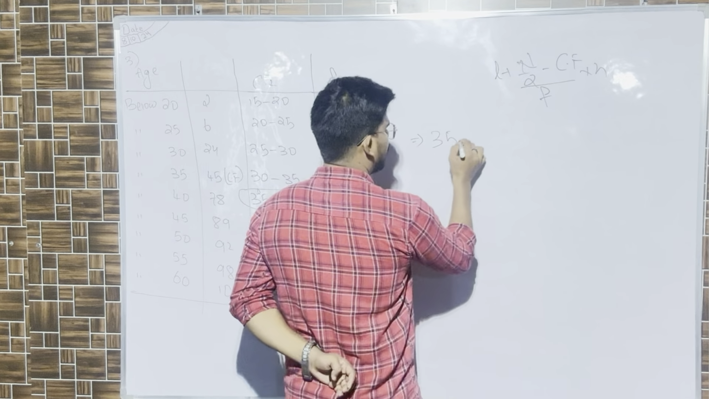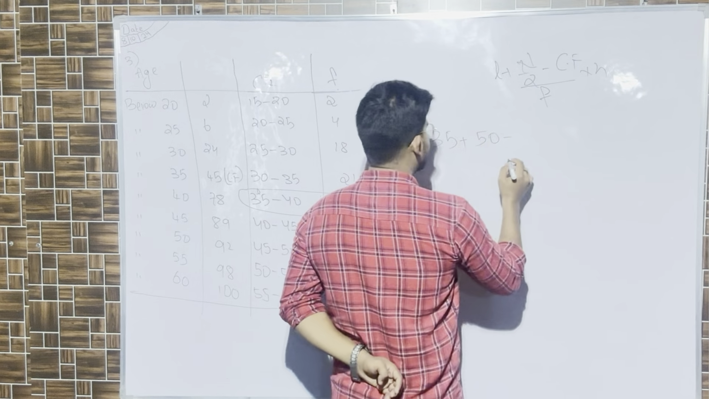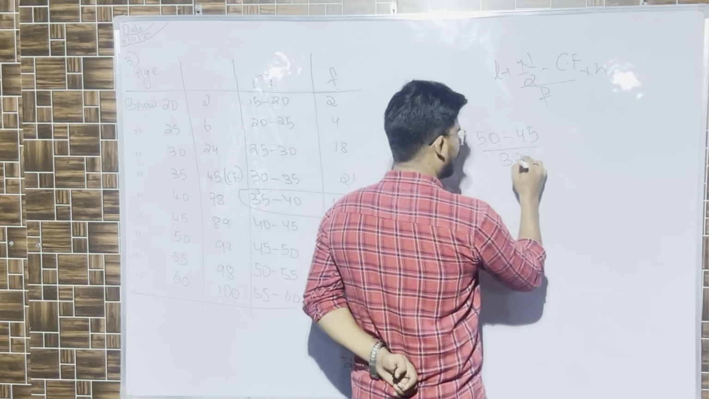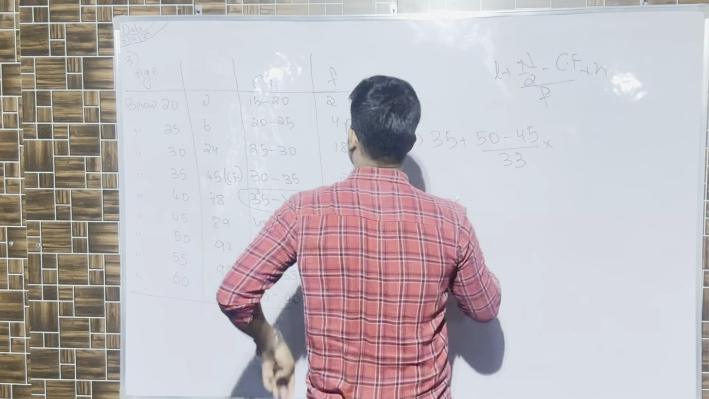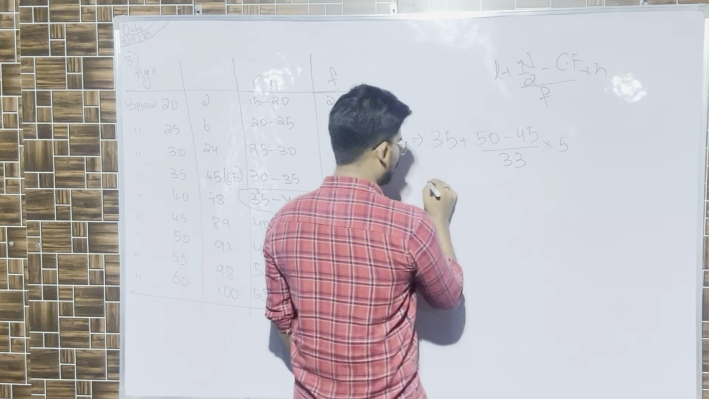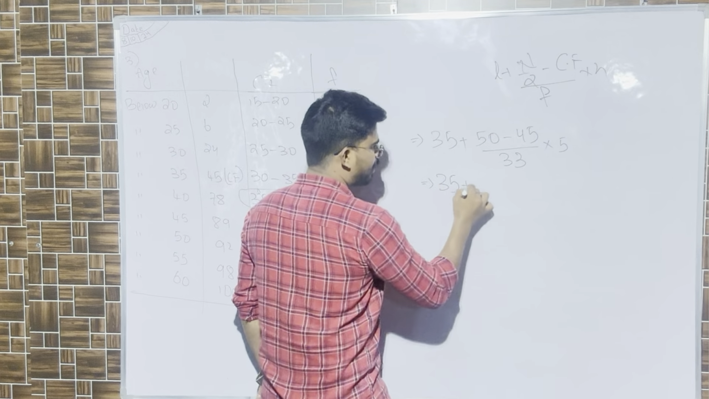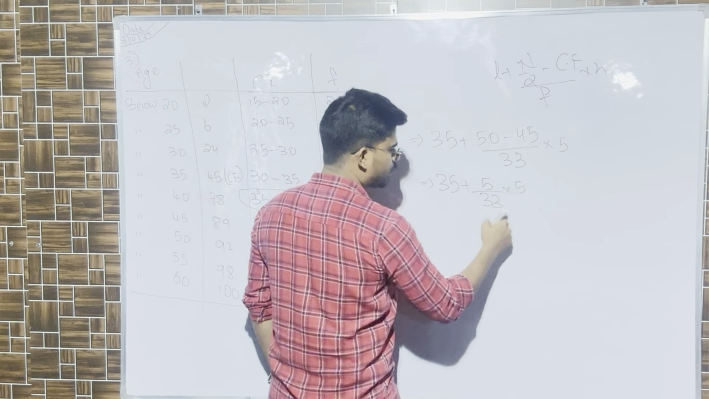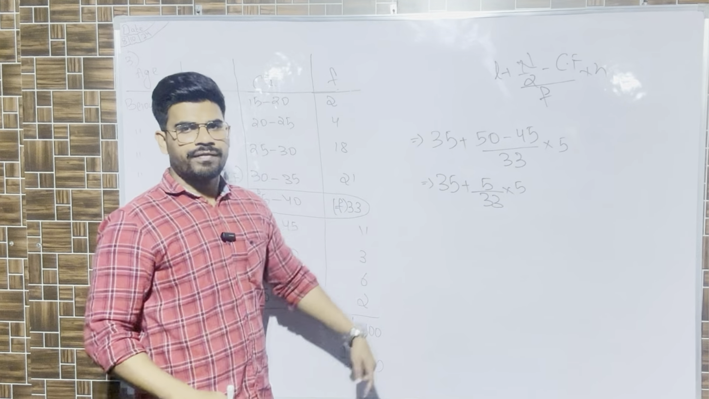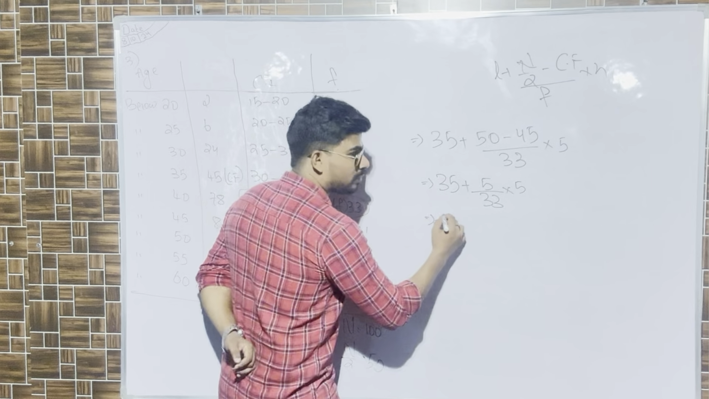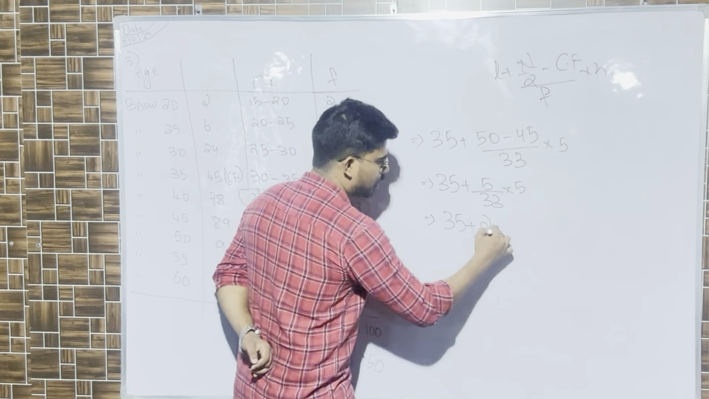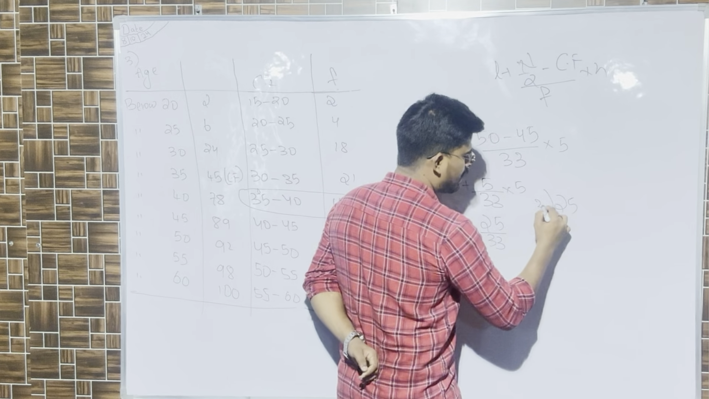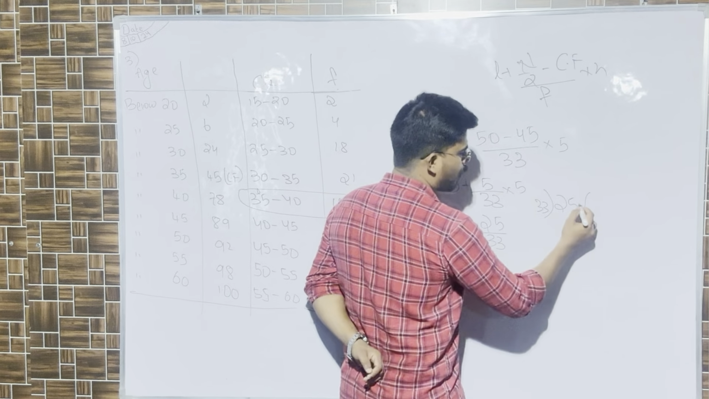35 plus n by 2, 50 minus CF, 45, by F, 33, into h, 5. Right. So it is 35 plus 50 minus 45 is 5, by 33, into 5. This 5 won't get cancelled. So 5 fives are 25. 35 plus 25 divided by 33. 25 divided by 33, it is not there.